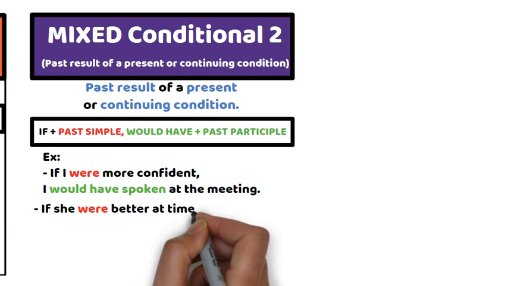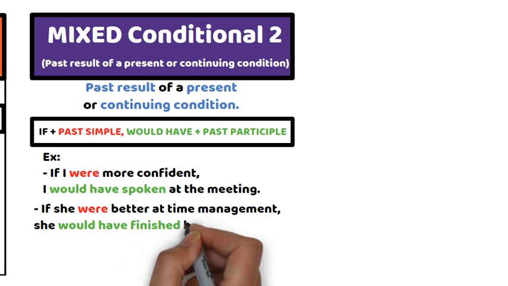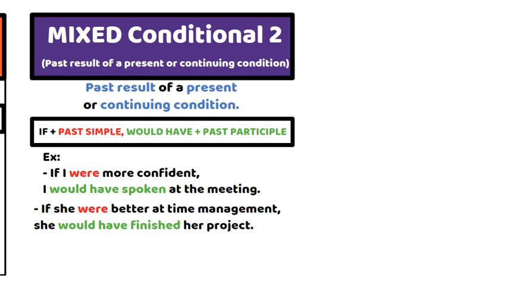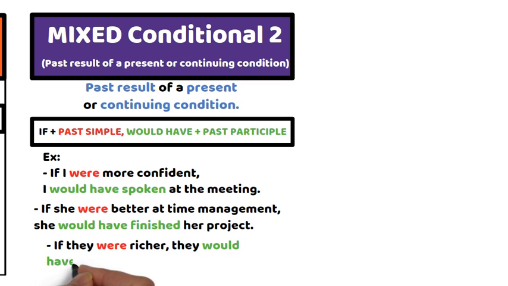If she were better at time management, she would have finished her project. If they were richer, they would have bought the house last year.